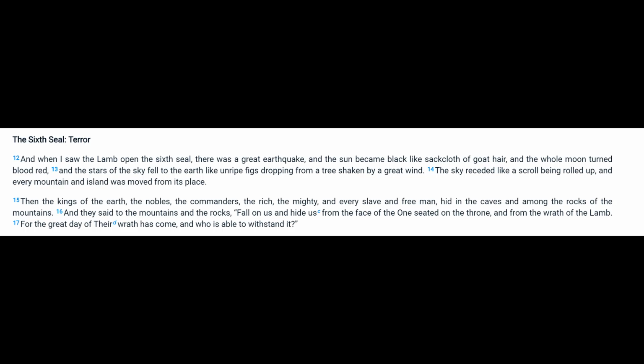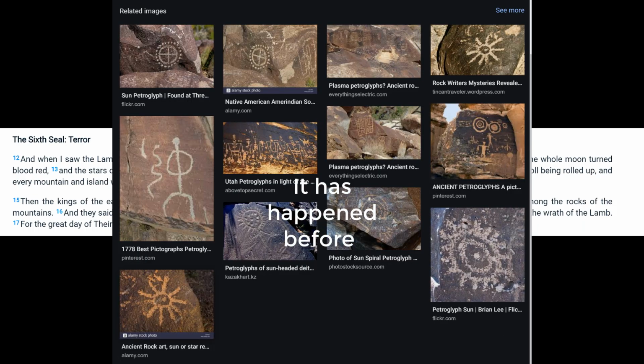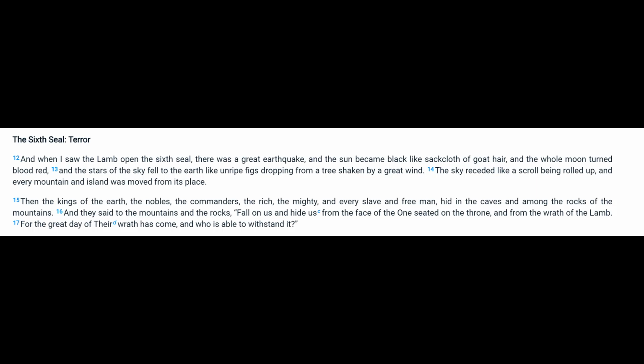Well, about the Hadley cells, God is quite specific. You just need to know that the Bible is an electrical event. So here we go, the sixth seal, terror. And when I saw the Lamb open the sixth seal, there was a great earthquake, and the sun became black like sackcloth of goat hair, and the whole moon turned blood red, and the stars of the sky fell to the earth like unripe figs dropping from a tree shaken by a great wind. The sky receded like a scroll being rolled up, and every mountain and island was removed from its place.